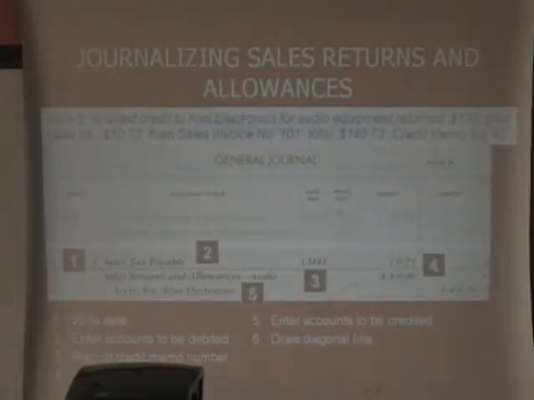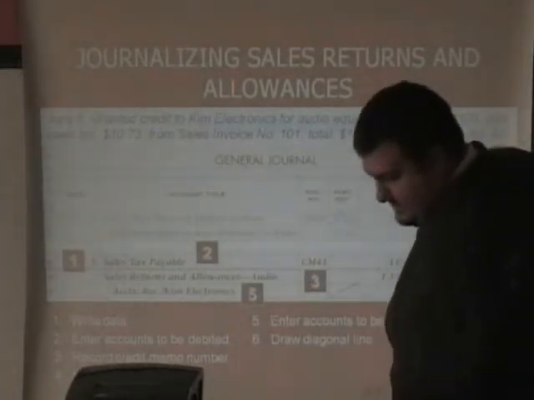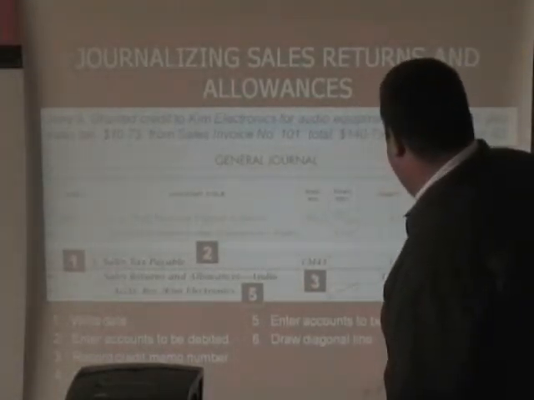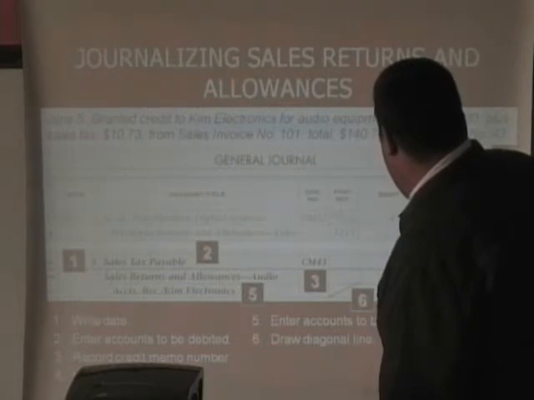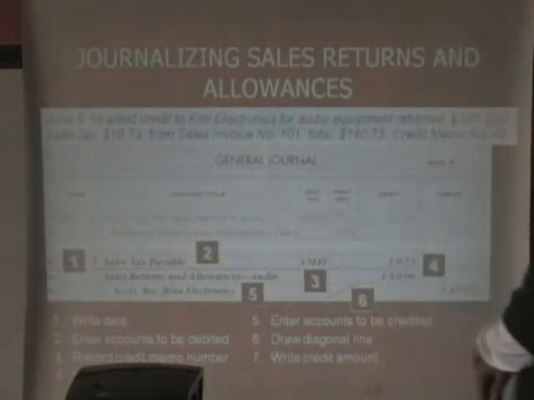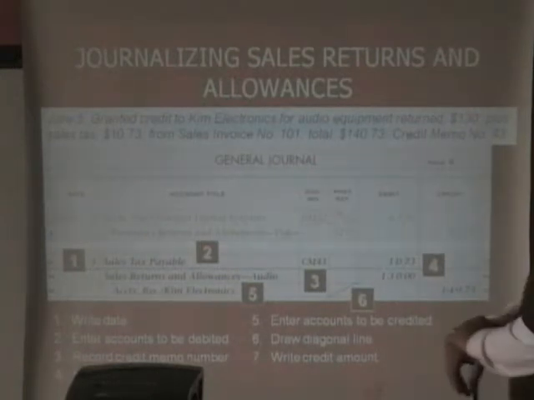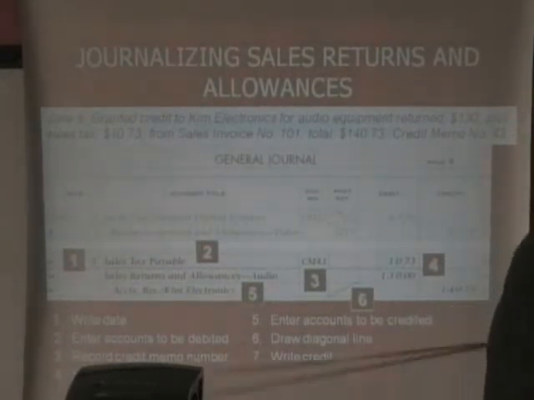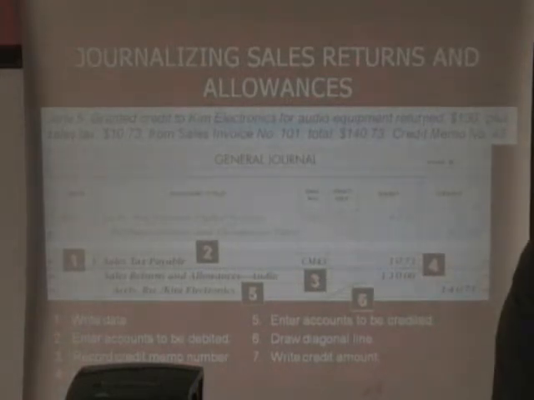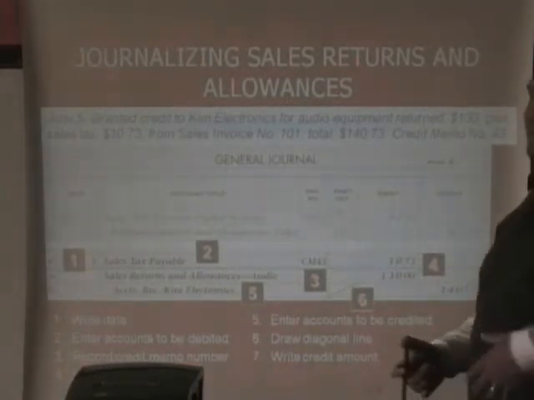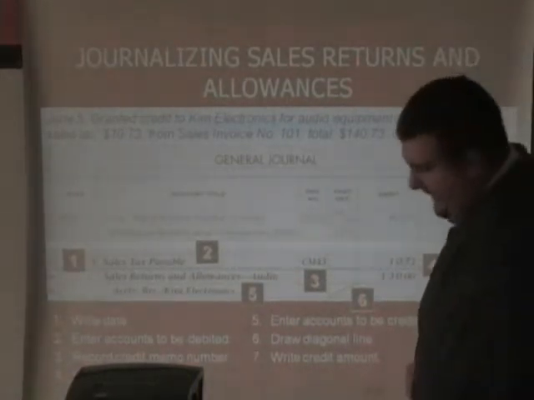Your next step, again, we have our diagonal line. Step 7, we write the credit amount. This is our total amount. So you will be adding 10.73 to the 130 to get your total of 140.73.